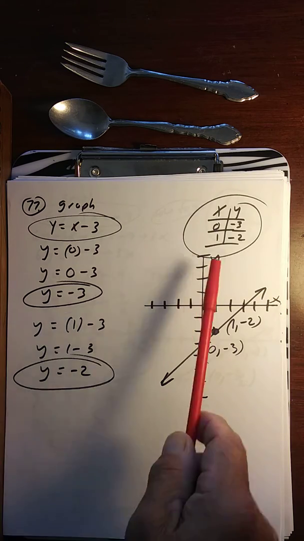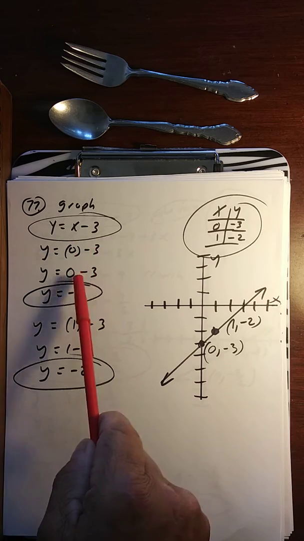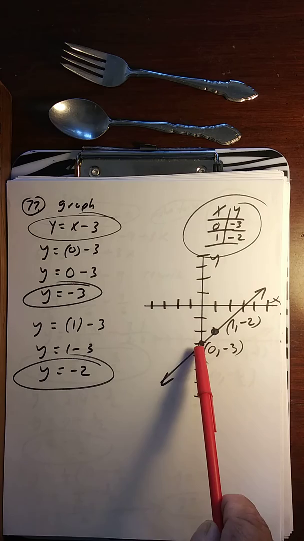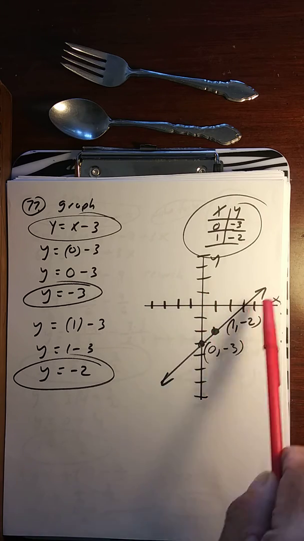Graph this. So put a 0 in there again. 0 minus that is -3. Put a 1 in there. 1 minus 3 is -2. So 0 is -3, and 1 is -2. Connect the dots.